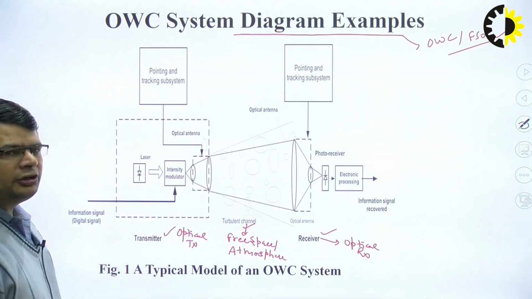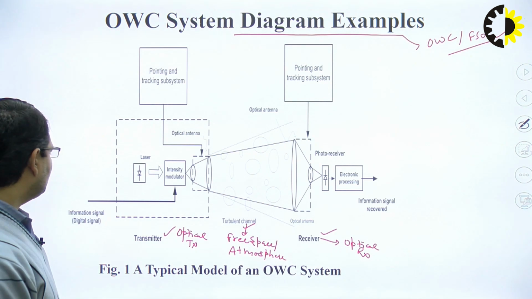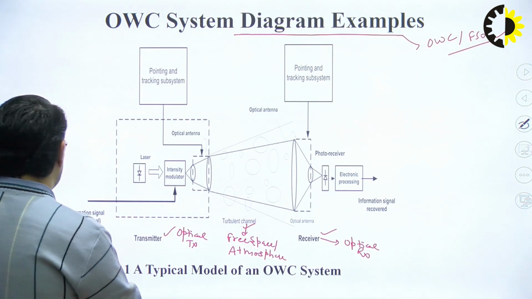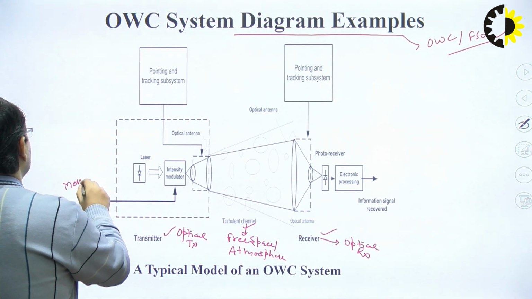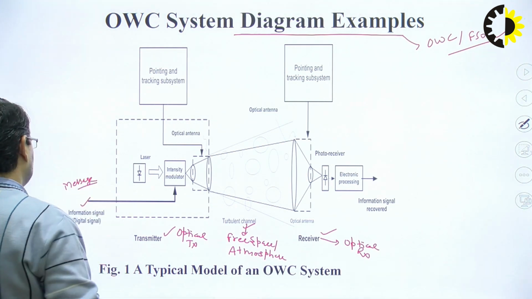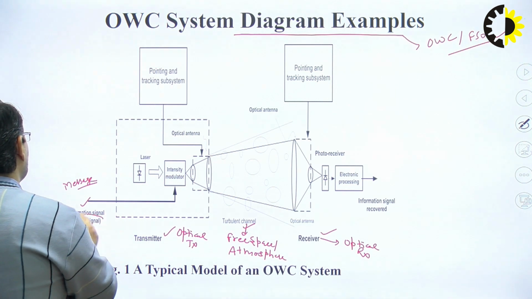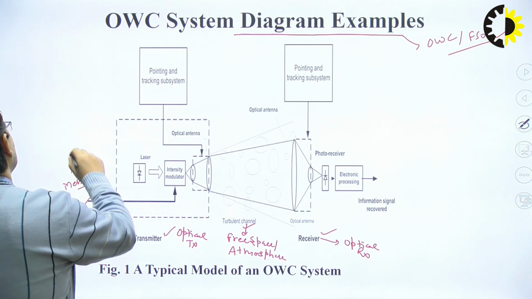So first of all we will discuss the transmitter part. In the transmitter part what we have is the information signal or message signal that we need to transmit. This message signal is here in digital form, that is, it is a binary sequence.